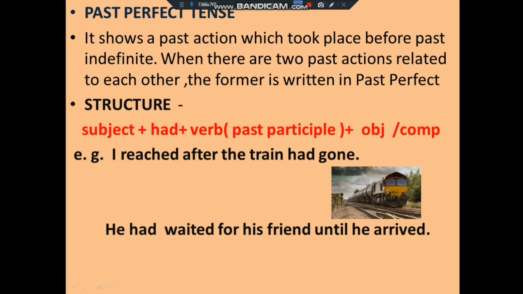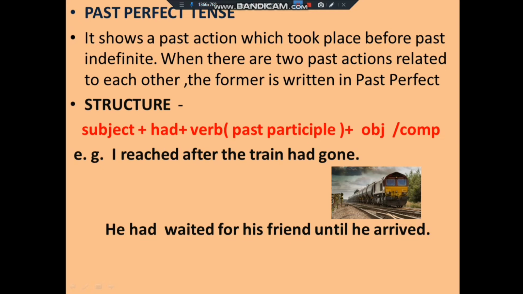Now see the structure. First we write subject, then had for all the persons, then verb, third form, then object or complement accordingly. See example: I reached after the train had gone. It means two past actions. I reached in the past and the train went also in the past. But these two actions are related to each other. So we represent the former action with past perfect tense. Like, first, I reached after the train had gone.